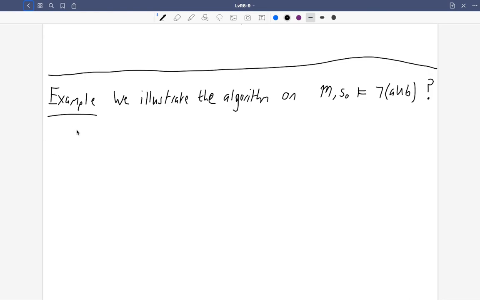So, step one, we construct the non-deterministic Büchi automaton that accepts the trace language of the negation of this formula, as above, and convert.